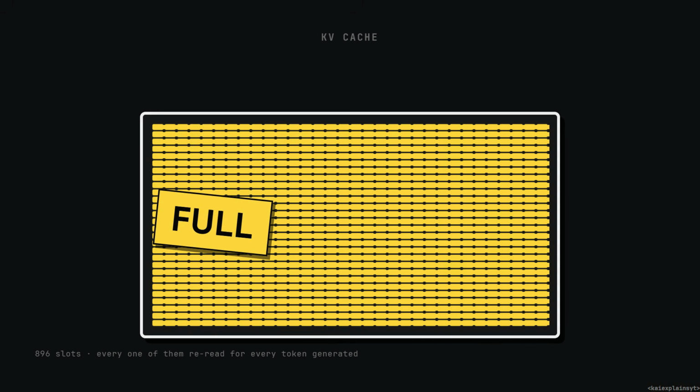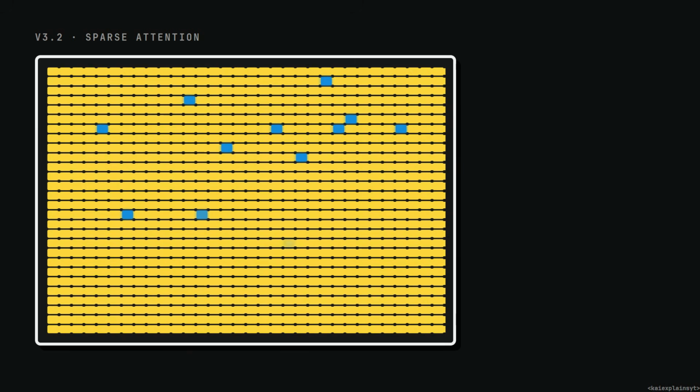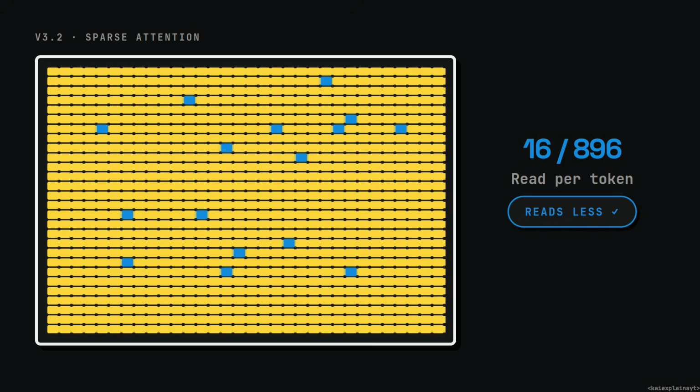DeepSeek's previous model, V3.2, had already made progress here with Sparse Attention, which cut how many memory entries get read per token, but the stored cache was still massive, reading less, storing everything. The memory side of the problem was untouched. V4 went after both sides, and the way they did it is clever.